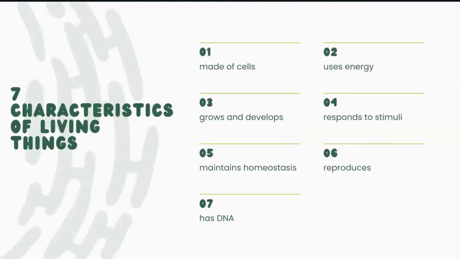All living things, all living organisms have 7 characteristics that make them living. The first is that all living things are made of cells. The second is that all living things use energy. The third is that something must be able to grow and develop. It must do the fourth thing, which is respond to stimuli. The next is maintaining homeostasis, which is kind of just trying to find the balance and keep it there. And the sixth is reproducing. And the very last one is that it must have DNA.